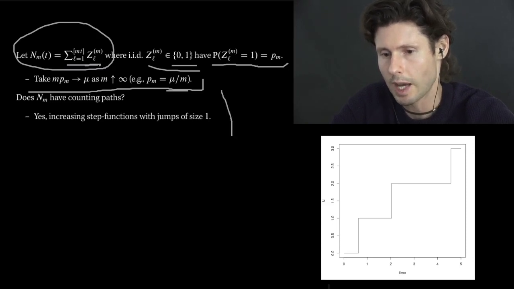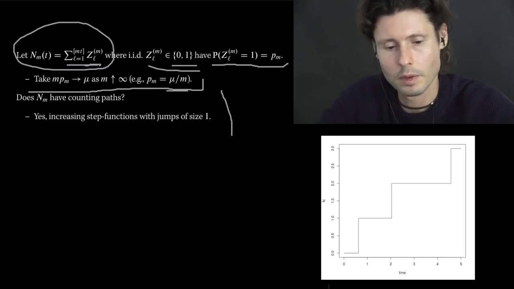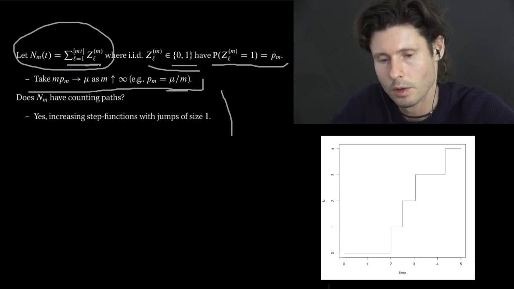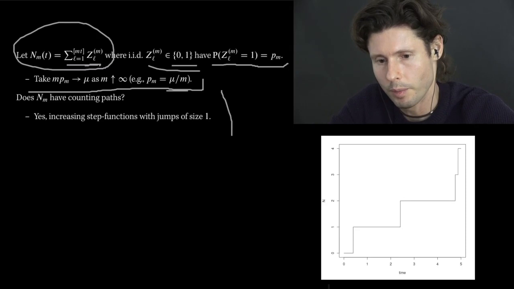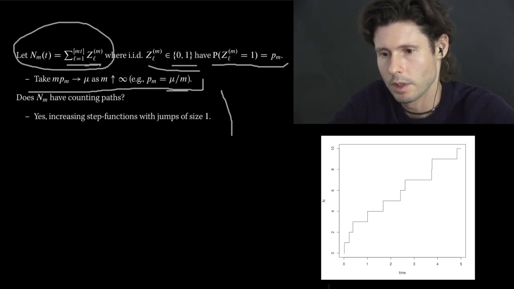Does N_m have counting paths? Yeah, sure. That's what they look like. I'm going to simulate a few more here. There we go. So all of these are random walks. They're moving up by 1 each time. And so you do have a counting path, an increasing step function with jumps of size 1.